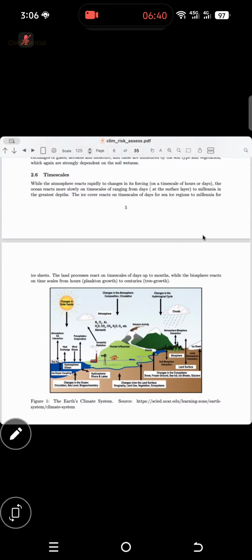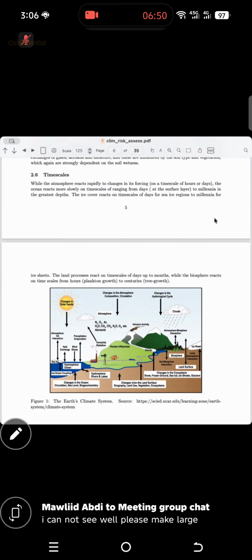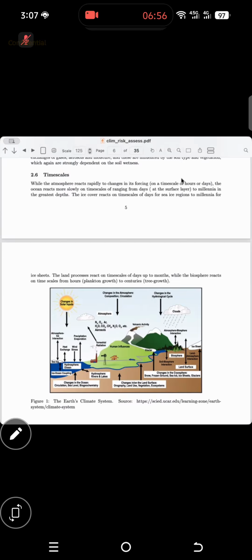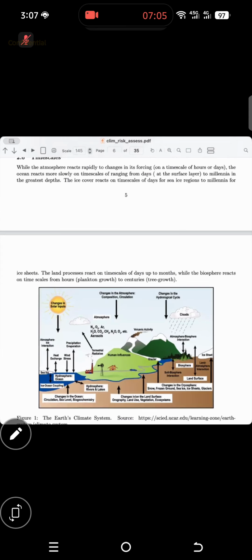Professor Benjamin, sorry to cut you. One of the participants is saying the slides are not easily visible. Maybe if you could make it bigger. Let's see. You can just increase the percentage scale. You can zoom in.